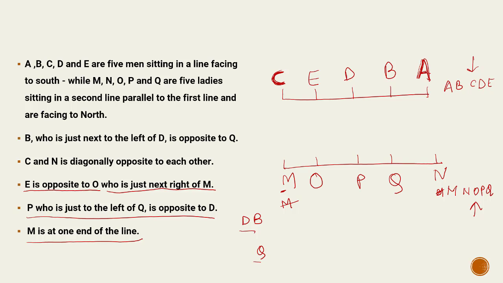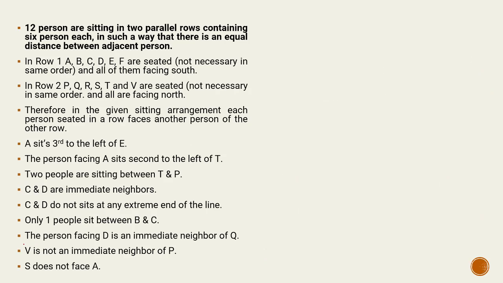We need one definite piece of information to start our arrangement, and that was given by M in this question, that M is at one end of the line. Another question on two parallel rows. This time we have 12 persons with 6 persons in each row. One row facing north and the other row facing south.